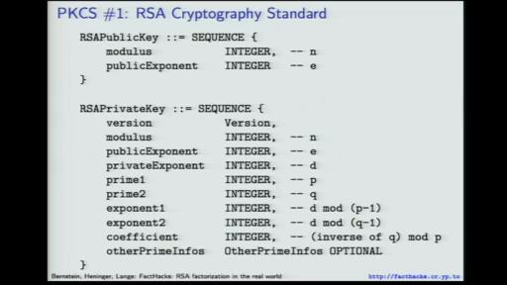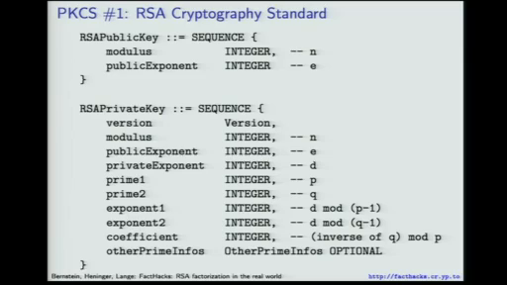Here is the storage format for an RSA key. The public key is the modulus N and the public exponent E. The private key has version, N, E, D the decryption exponent, P, Q, D mod P minus 1, D mod Q minus 1, and the inverse of Q mod P. This is all useful information if you want to speed up your calculation and not have to compute everything every time you use your key.